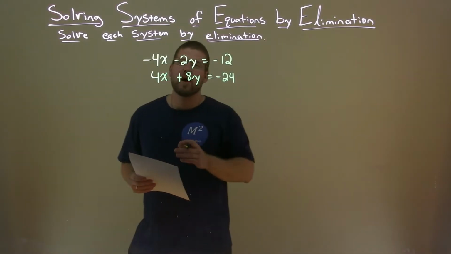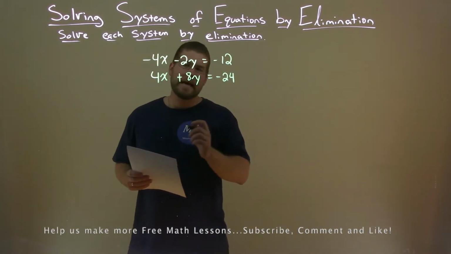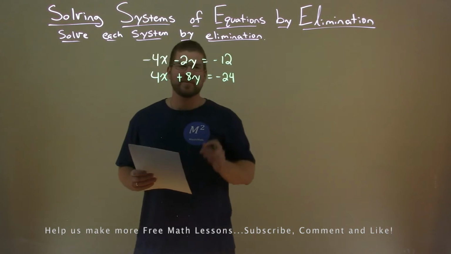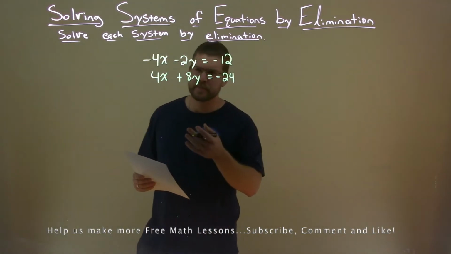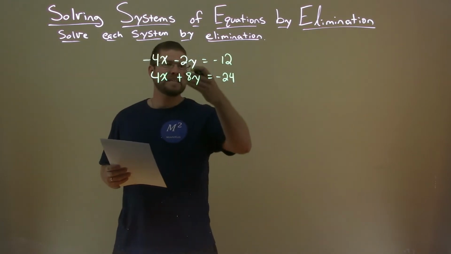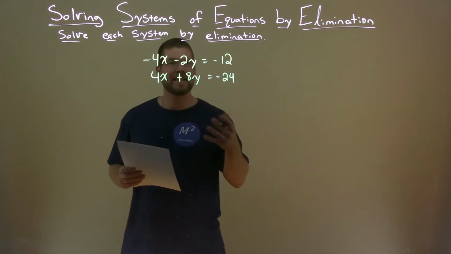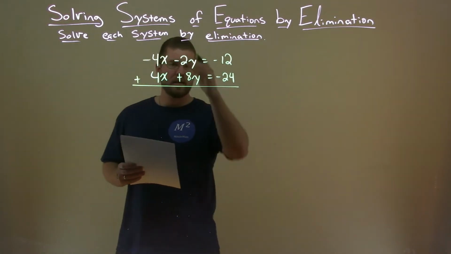So we're given the problem negative 4x minus 2y equals negative 12, and 4x plus 8y equals negative 24. And we're solving this by elimination. So elimination here, what I'm going to do is add these two equations to each other to eliminate a variable. So by doing that here, I can add down.